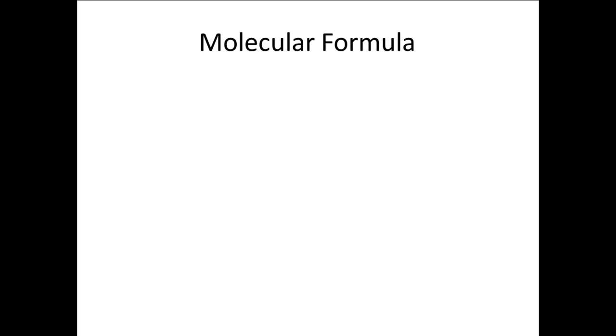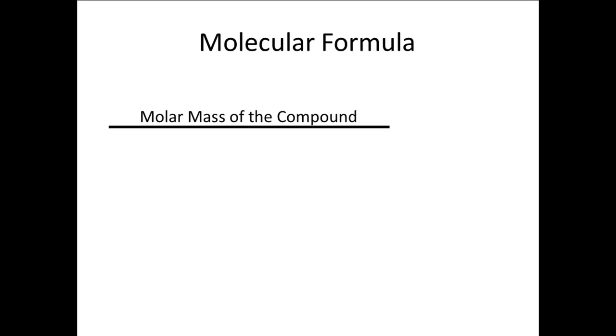So, if we were to take the molar mass of the compound and divide it by the molar mass of the empirical formula, we would get the multiplier to convert the empirical formula into the molecular formula. Since we already have the empirical formula, we can easily get the molar mass of the empirical formula. So the additional piece of information we need is the molar mass of the actual compound.